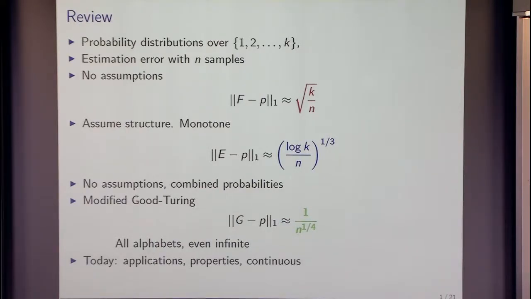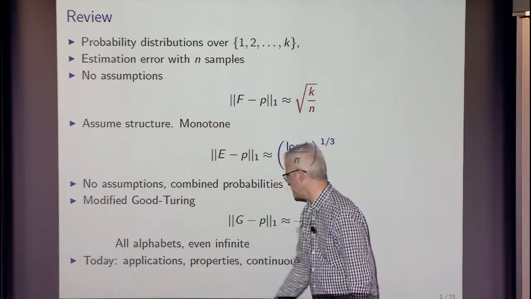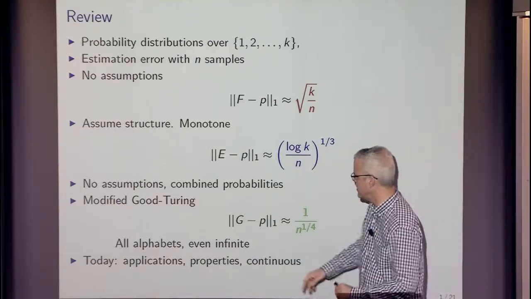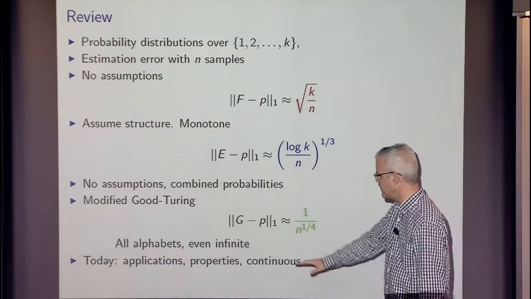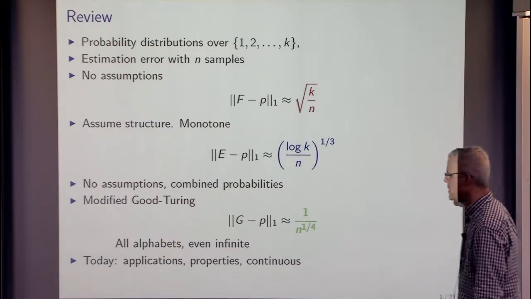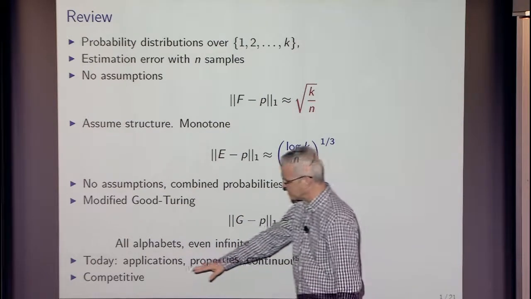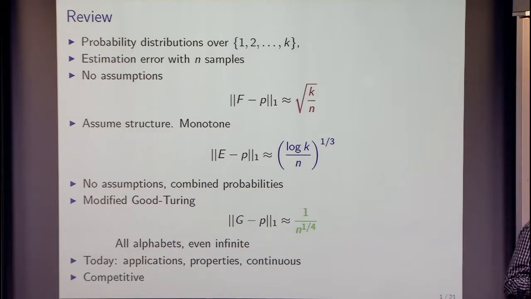What we want to do today is talk about some applications, and they'll include things like classification and other things, properties of distributions, and maybe a little bit about continuous distributions. The approach that we'll take is that of being competitive. We're trying to do something that is essentially as good as what anyone can do. So that's our approach today.